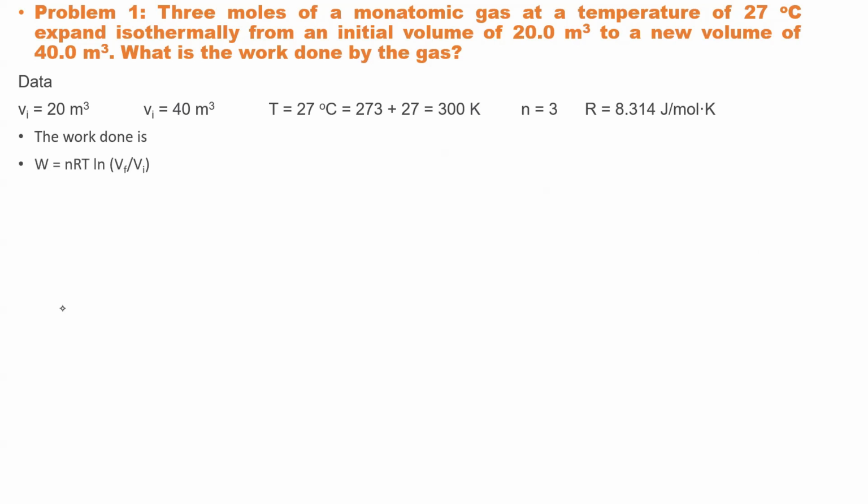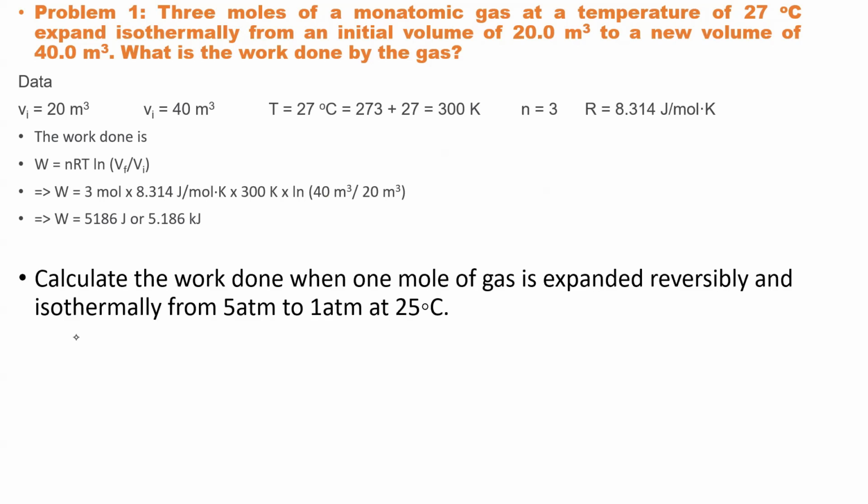So therefore, now the work done is equal to, we now use this formula, which says that W is equal to nRT ln Vf over Vi. So therefore, we now have W is equal to, so the number of mole is 3 mole times R is 8.314, then times the temperature, which is 300, then times ln 40 divided by 20. So therefore, at the end, we are going to have W is equal to 5186 joule or 5.186 kilojoule. Because in this case, the work done is under expansion, that is why our work done is positive. But if it is under compression, it means that the work done is going to be negative.